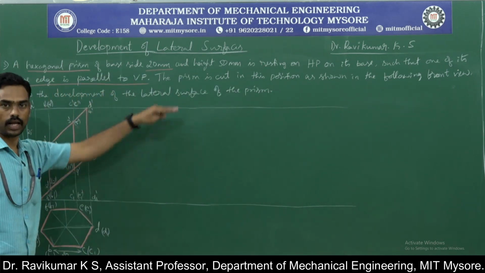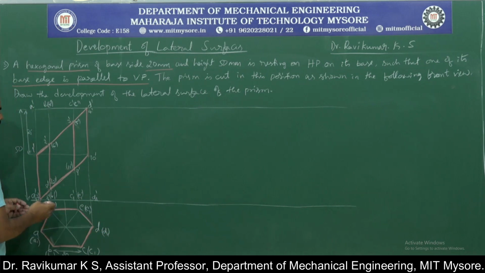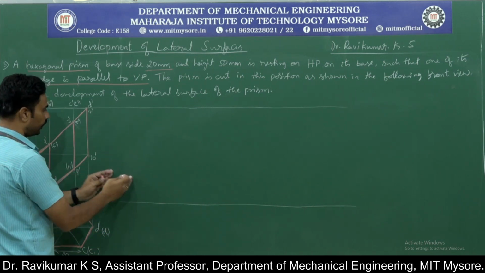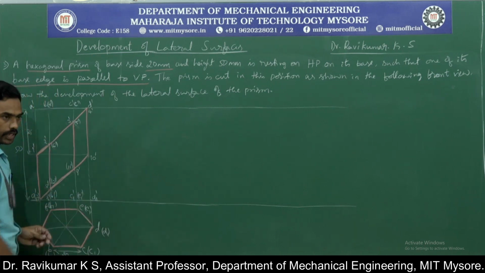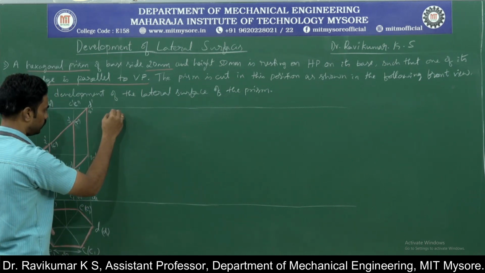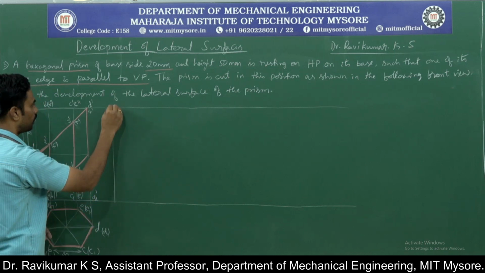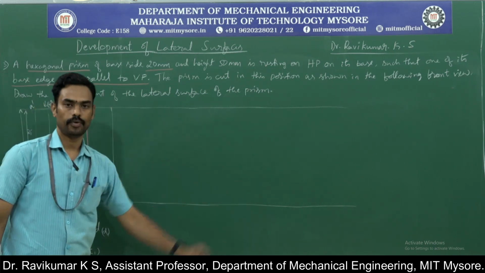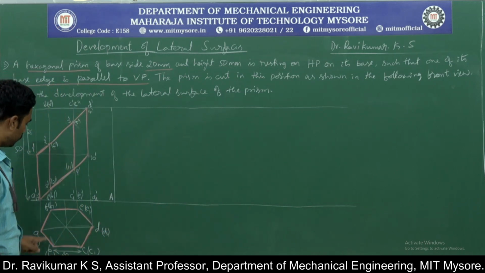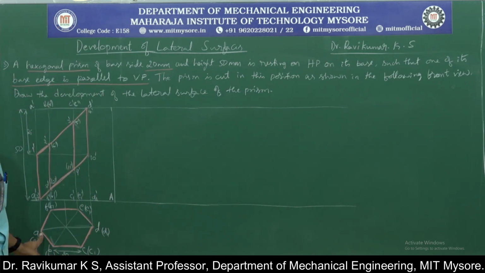So this is the parallel line. Now just keep a convenient distance between the front view and the development. You just draw a line which is the start point, that is A. Now what is the end point? The end point depends on the number of sides.